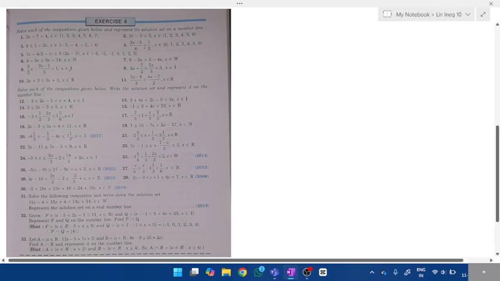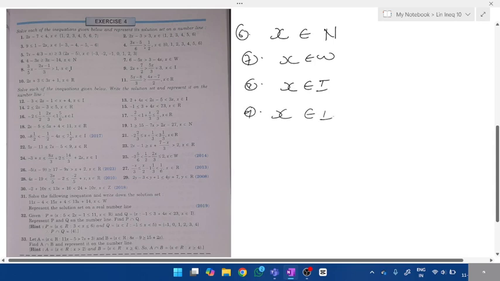Look at this. We have done the fifth, sixth, 7, 8, 9. What are the values given here, students? For 6, 7, 8, 9 questions, x belongs to what? For the sixth question, x belongs to natural number. Next, for the seventh one, whole number. Eighth question, x belongs to integer. Yes, ninth question, same, x belongs to integer. Here they haven't given us any limit. I stands for integer.